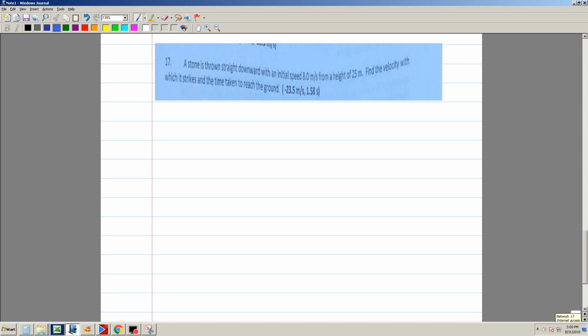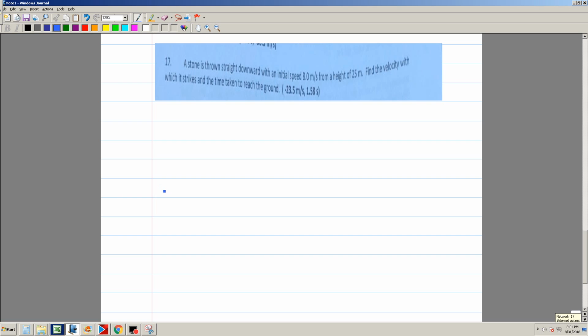Now in this case, it says a stone is thrown downward with an initial velocity of 8 meters per second from a height of 25 meters. Find the velocity with which it strikes and the time it takes to reach the ground. So when you have stuff like this, it's always good to make a picture.